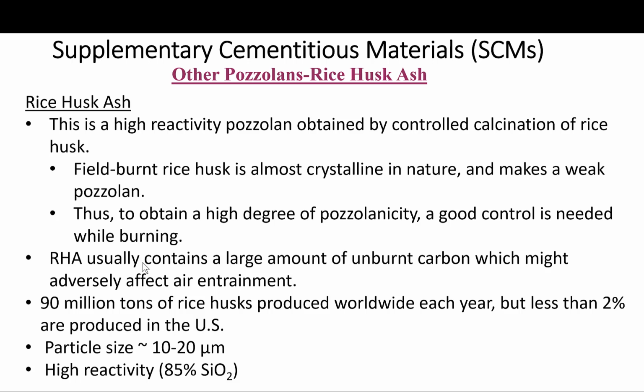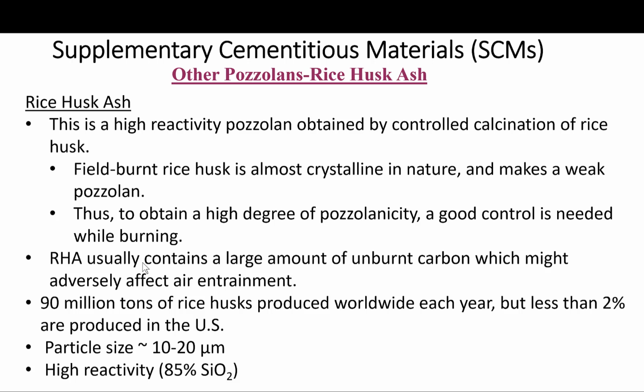The field burnt rice husk is almost crystalline in nature and makes a weak pozzolan. So to obtain a high degree of pozzolanicity, a good control is needed while burning. The rice husk ash usually contains a large amount of unburned carbon, which might adversely affect air entrainment.